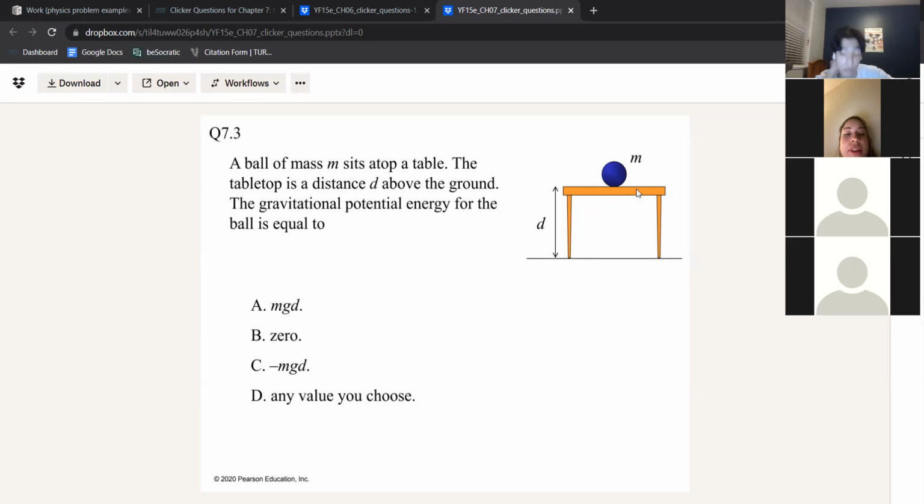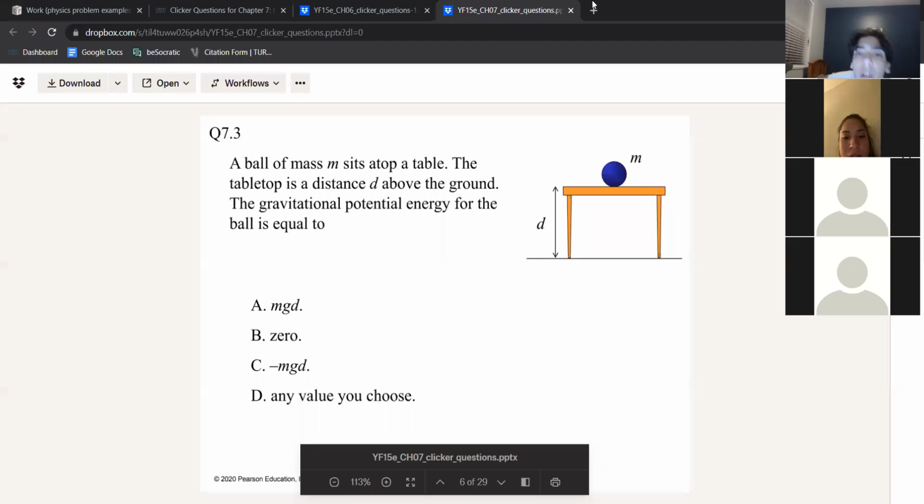So I would say it's either A or C, but since the ball is moving downwards in a positive direction, compared to distance, I would say it's a positive M times G times D.